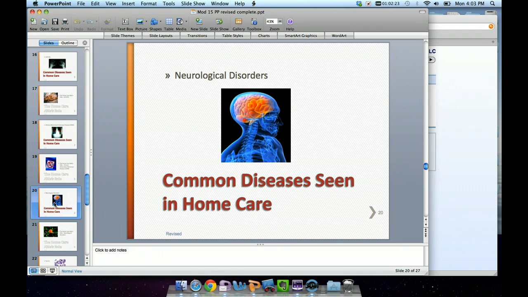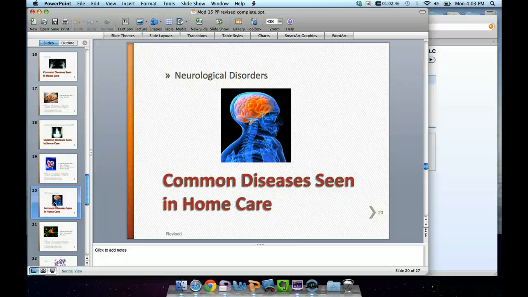Let's talk about neurological disorders. Patients with these disorders usually remain in the home for years. There are 3 main diseases which require assistance with care, attention to safety, and support for the patient and family. The first one is Parkinson's disease, a progressive disease which affects the part of the brain which controls movement. Usually you'll see the hands or the legs have tremors.